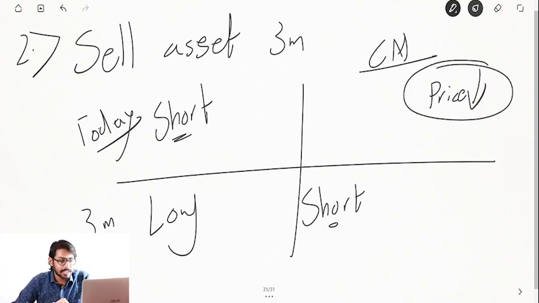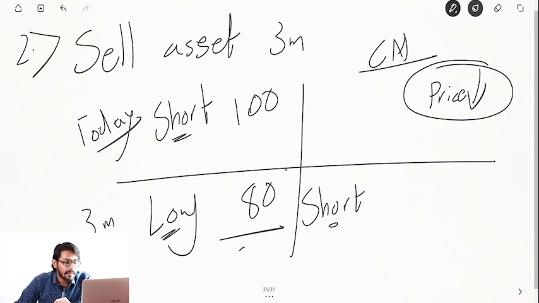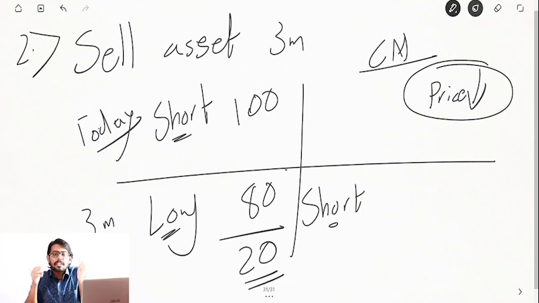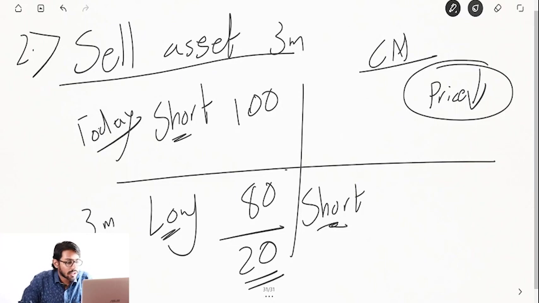You sell something today and buy it after 3 months. You sell something for 100 and buy it after 3 months for 80. If the price crashes, you sold for 100, bought for 80, you have a profit of 20 rupees. The fall in price is favorable to you. Or in other words, if you want to sell an asset after 3 months in the cash market, short, long, short: today sell futures, and after 3 months, square that off by buying futures.